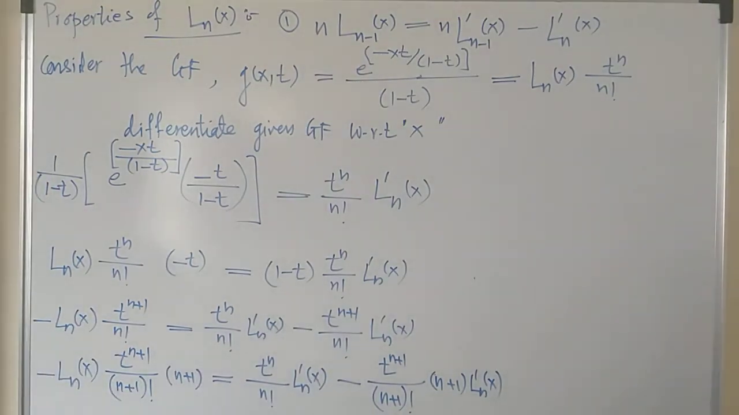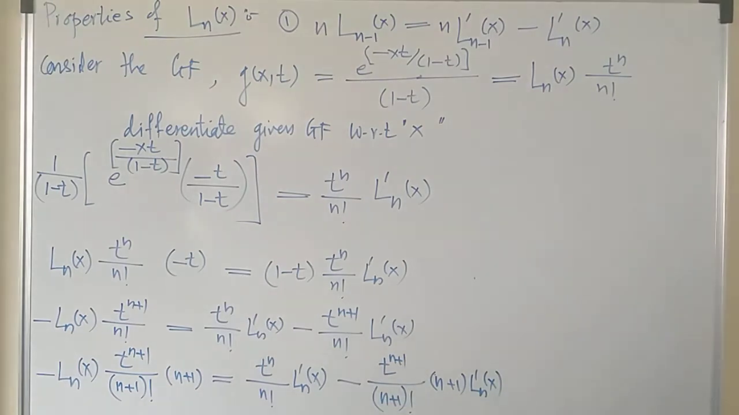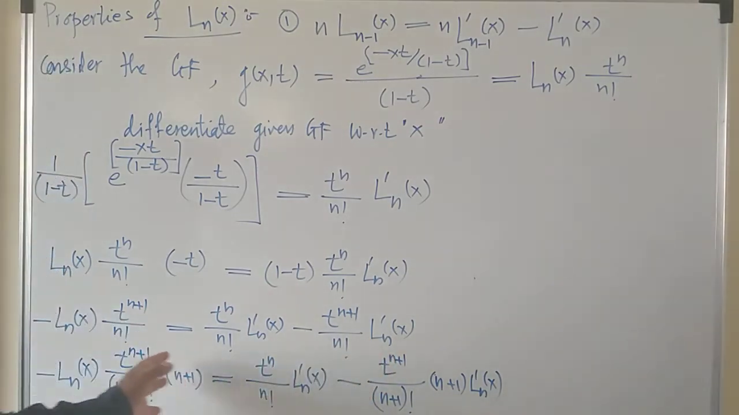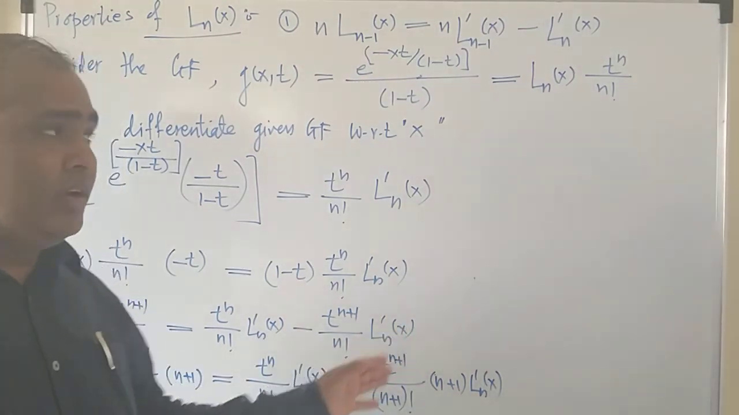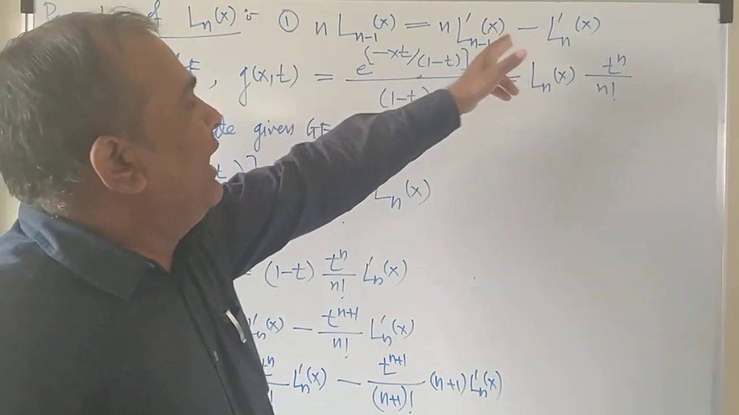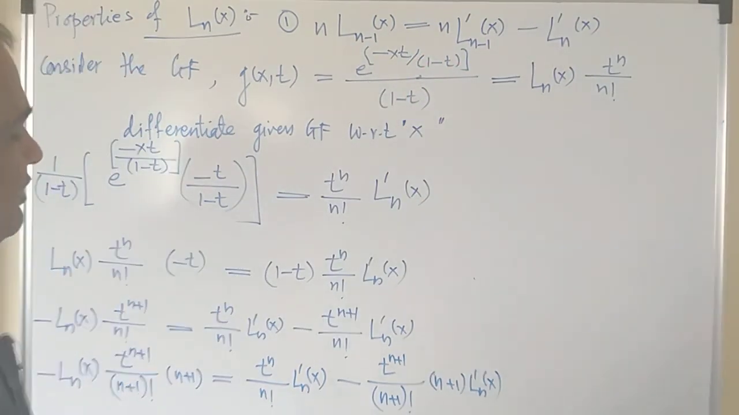Now one more difficulty is that the power t raised to n plus 1 is there, and here t raised to n. So do something so that you will get t raised to n, or the same common powers, and if the powers are common you can cancel out t raised to n, because you are not having t anywhere in the given equation.